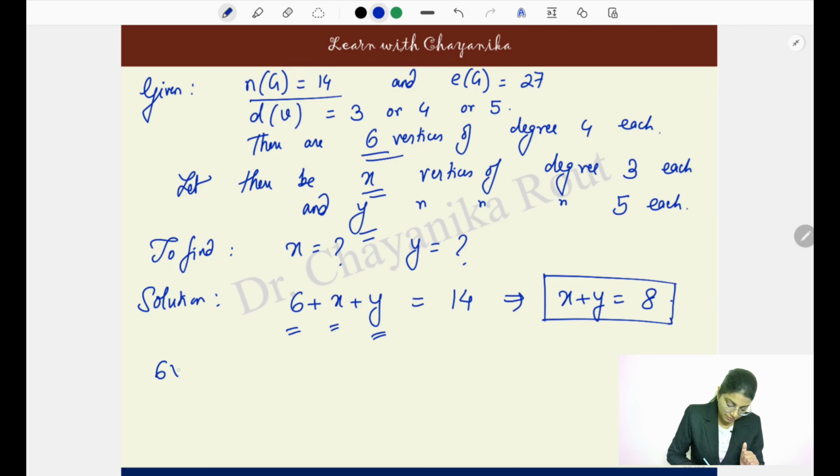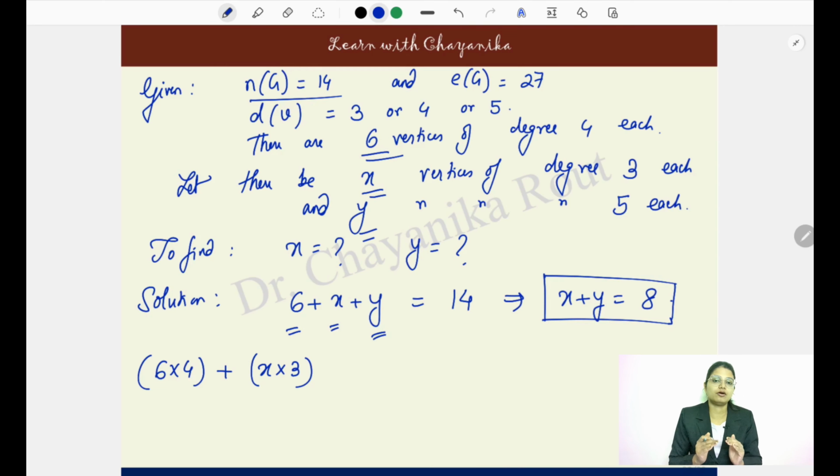So here we have 6 vertices of degree 4 each, x vertices of degree 3 each and y vertices of degree 5 each. So if we take the sum of all the degrees of the vertices, we get 6 vertices of degree 4 each. So that is the sum of the degrees of all those 6 vertices. Plus there are x vertices of degree 3 each. This is the sum of the degrees of all those x vertices.